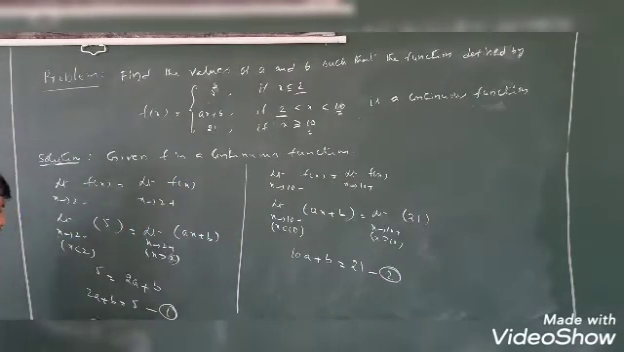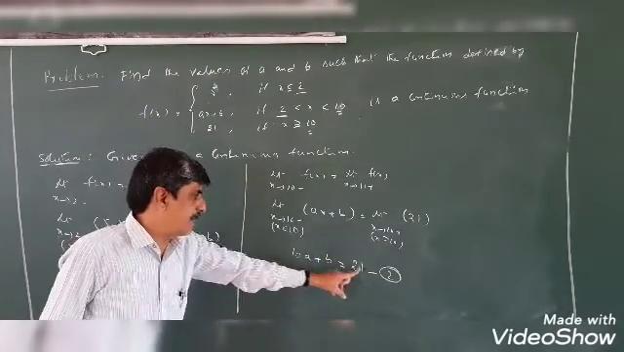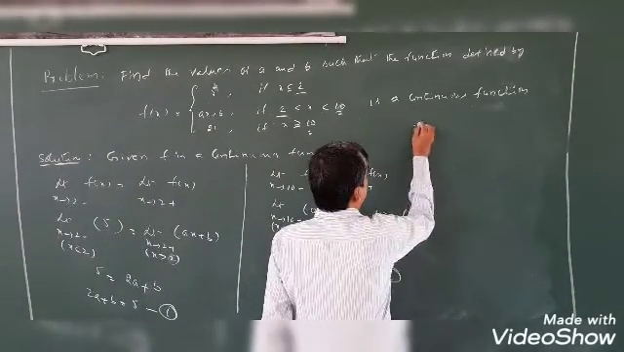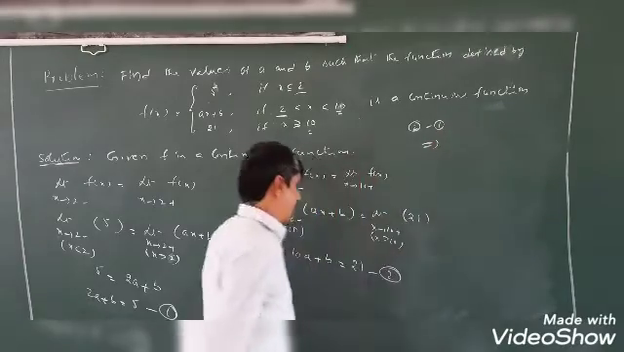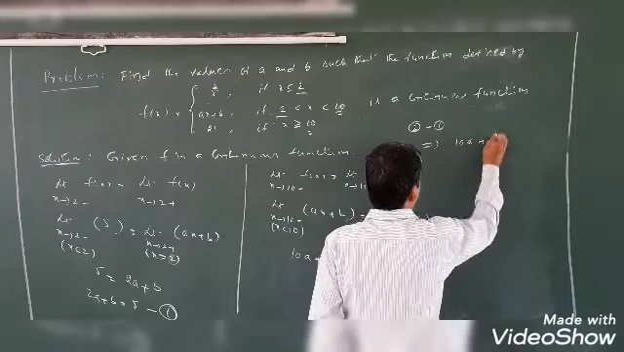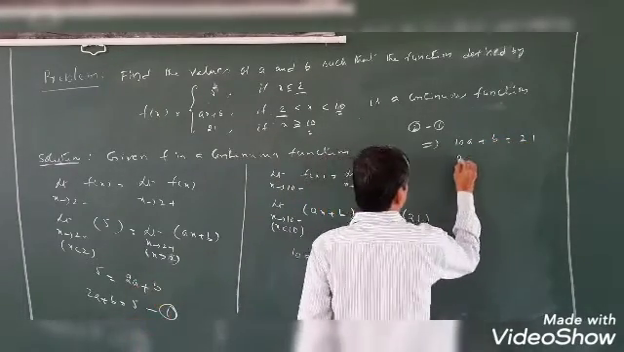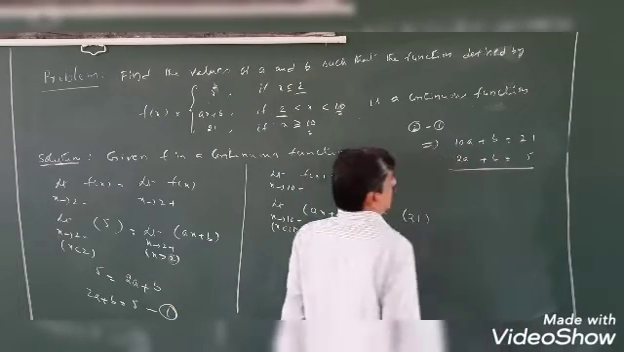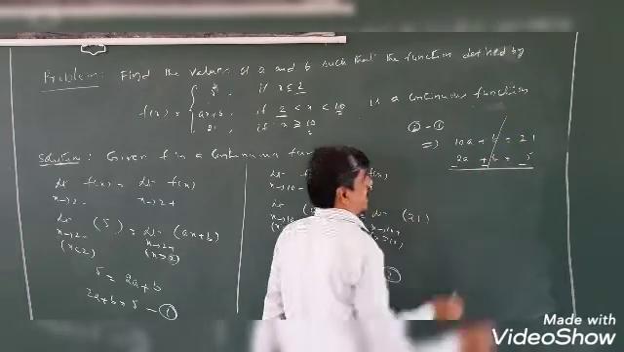So one equation is 2a plus b is equal to 5 and another equation is 10a plus b is equal to 21. So to find the a and b values, we take equation number 2 minus equation 1. Equation number 2 is 10a plus b is equal to 21, minus the first equation, 2a plus b is equal to 5. So subtracting, the signs will change.